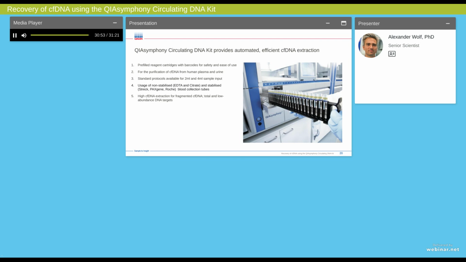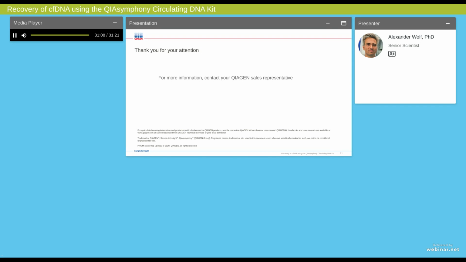The kit was verified for purification of cell-free DNA from human plasma and urine from 2 ml and 4 ml sample volume. It allows the generic use of plasma from non-stabilized as well as cell-free DNA stabilized blood collection tubes. And the dedicated cell-free DNA chemistry ensures an efficient extraction efficiency for highly fragmented DNA with a focus on low abundance DNA targets.